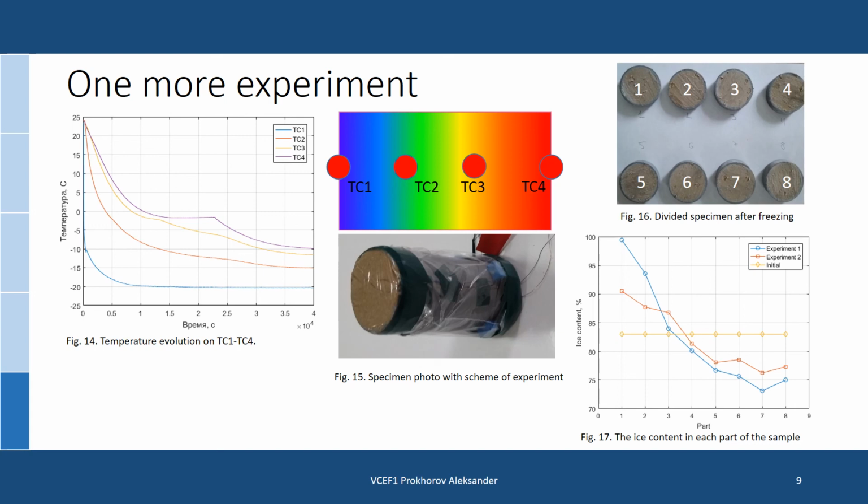After freezing, the sample was divided into 8 parts. In each individual part, the content of the ice was estimated by weighing before and after drying. As a result, we have heterogeneously distributed ice. Here, large values correspond to the edge from which freezing began. Thus, it turns out that moisture in the freezing volume flows toward the phase transition.